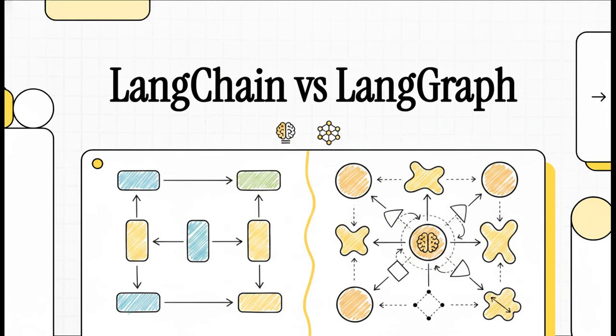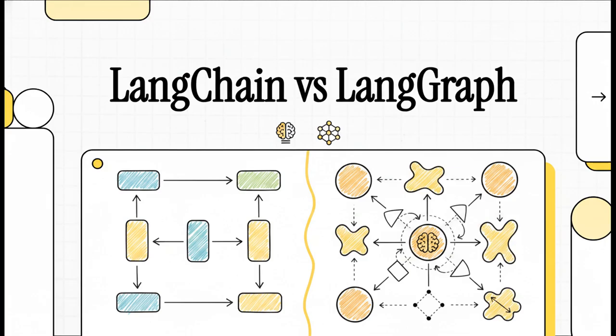Welcome to this explainer. If you've been building with large language models, you've definitely used or at least heard of LangChain. But there's a massive architectural shift happening right now. We're moving from simple, straightforward chains to complex, autonomous graphs, and LangGraph is leading the charge. Today, we're breaking down exactly what these frameworks do, how they differ, and honestly, how they're going to completely change the way you build and scale your AI agents.